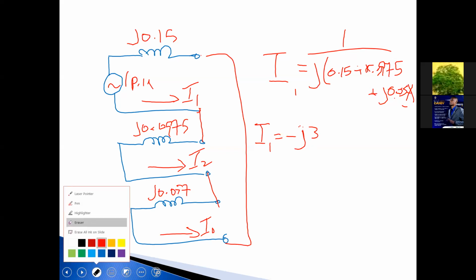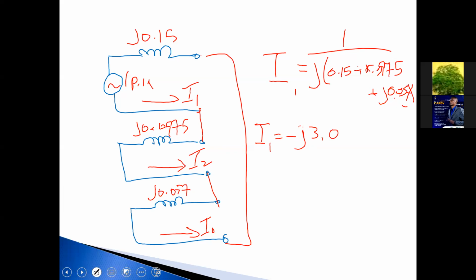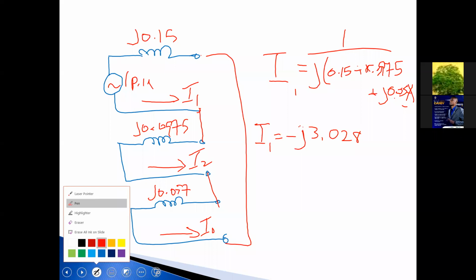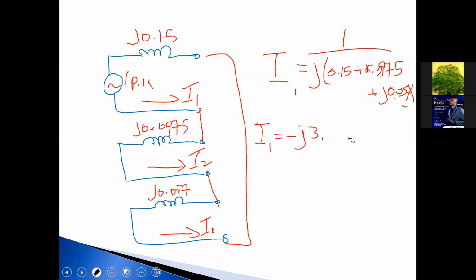How many figures do you want? Sir, we actually get 3.284. It's 3.284? Yes, sir. 3.2, not 3.0. 3.284. All right, thank you.